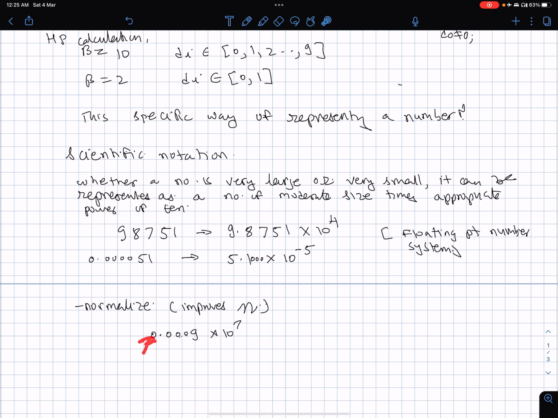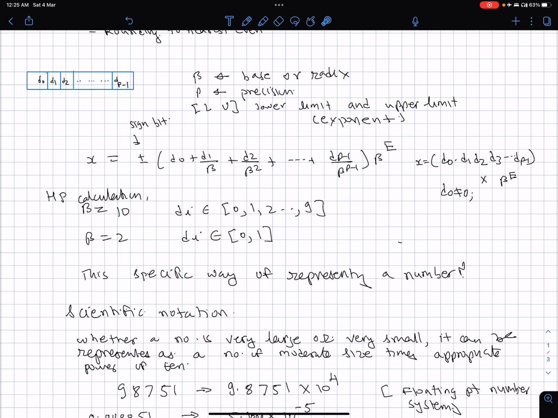So by forcing this leading digit to be non-zero, we make best use of all the remaining digits in our representation. That is why we have fixed the format as D0 dot D1, D2, D3 times beta to the power E, where D0 is not equal to 0. If it is a binary number system, then obviously what does that mean? There are only two choices, 0 and 1.